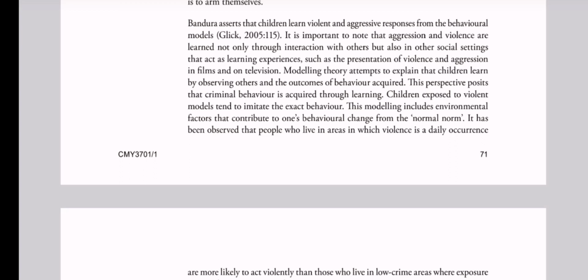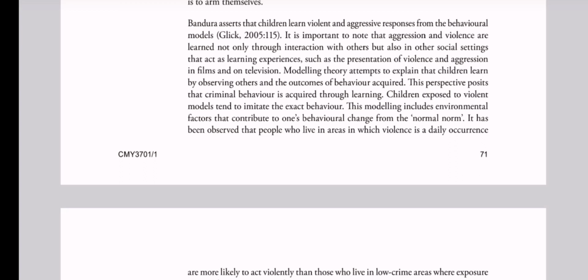Modeling theory attempts to explain that children learn by observing others and the outcomes of the behavior acquired. This perspective posits that criminal behavior is acquired through learning. Children exposed to violent models tend to imitate the exact behavior. This modeling includes environmental factors that contribute to one's behavioral change from the normal norm.